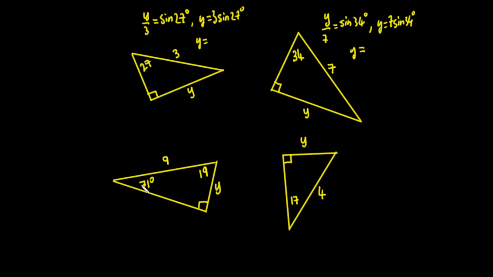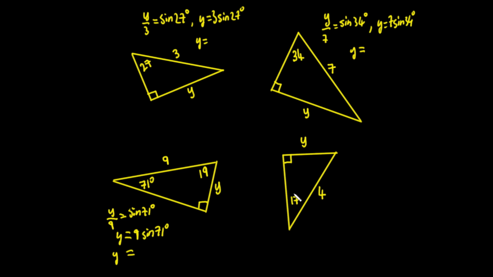So therefore, we now have the angle here that is opposite the value of y. So for this one, we can say now that y divided by the value 9 is equal to the sine of 71 degrees. So we can say that y is equal to 9 sine 71 degrees. So you can put 9 times sine of 71 degrees into the calculator and it'll give you the value of y.